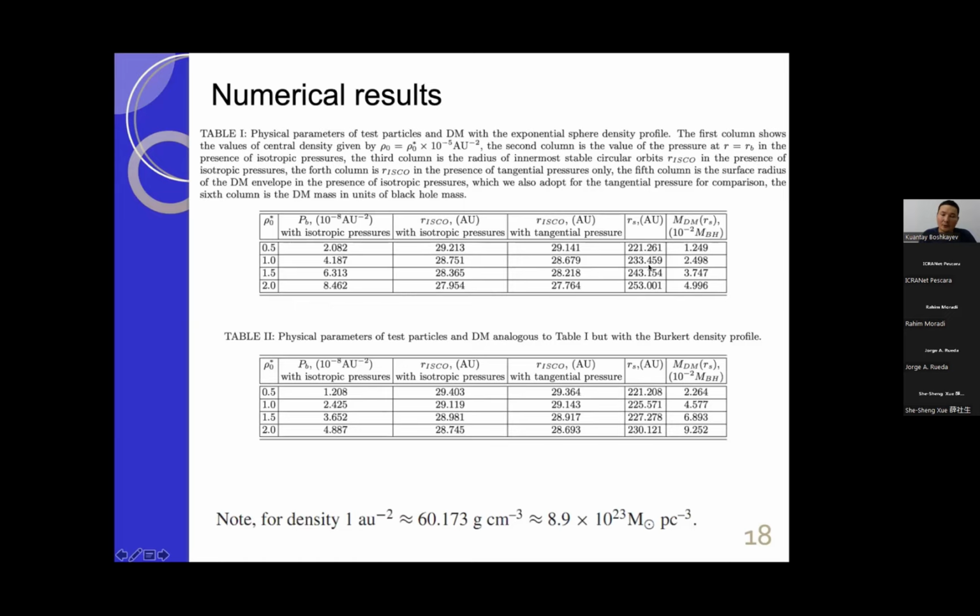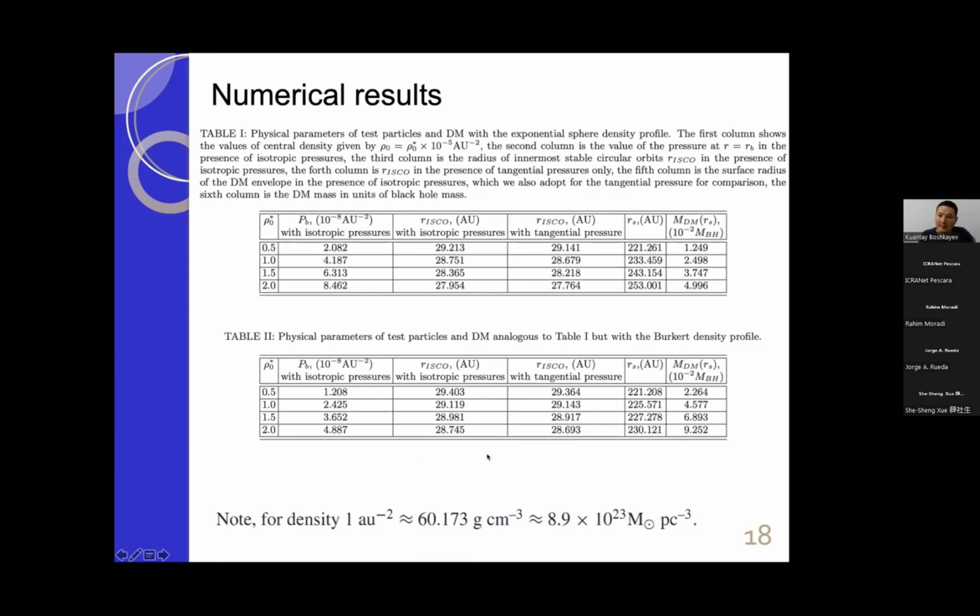And in order to compare these two cases, we just adopt also this value for tangential case and calculate the mass, and actually the mass is the same for both cases, because the mass profile is a function of density, and we don't have the tangential pressure. So the mass is always the same at this distance. So we did the same computations with Burkert profile, and we obtained similar results. So, and that's why we didn't include in the plots these results, because visually they're indistinguishable.